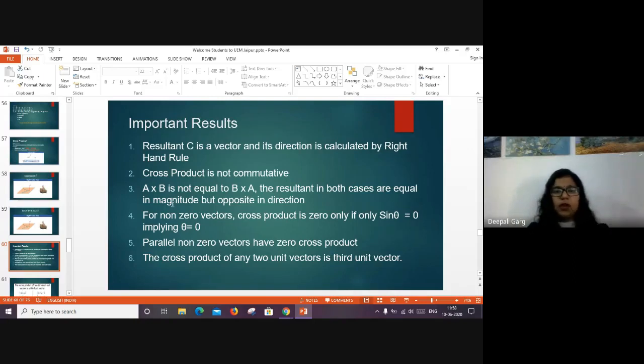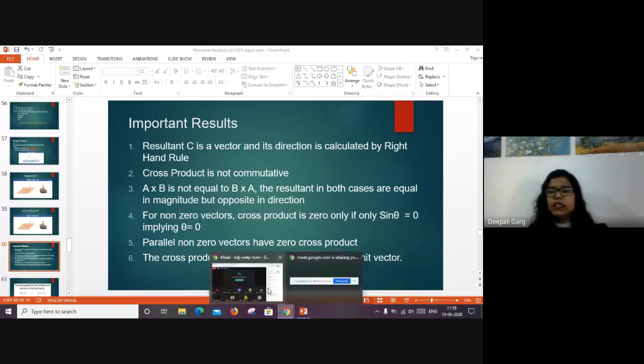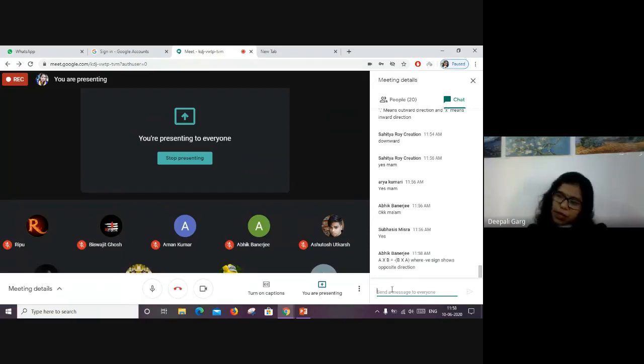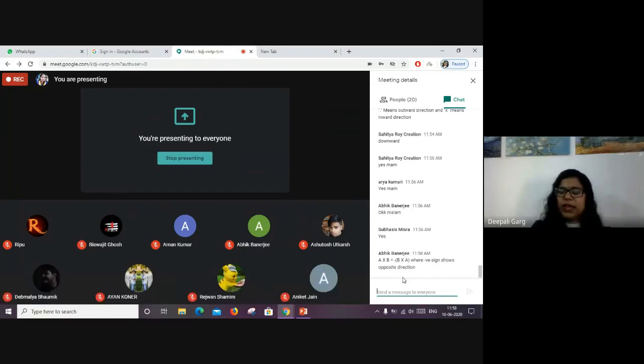For non-zero vectors, cross product is zero only if sin theta is zero, implying sin theta is equal to 0. That means when two vectors which are non-zero are parallel to each other, then their cross product will be 0. So if you want to see if these vectors are parallel or not, just calculate their cross product, and then you will see that it is 0.